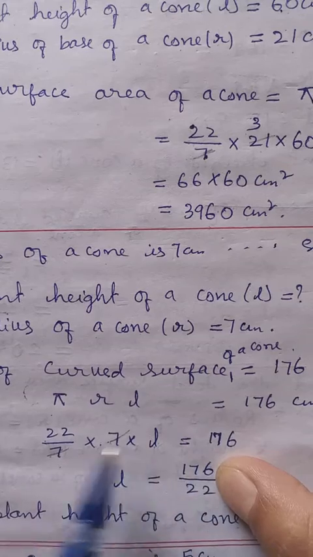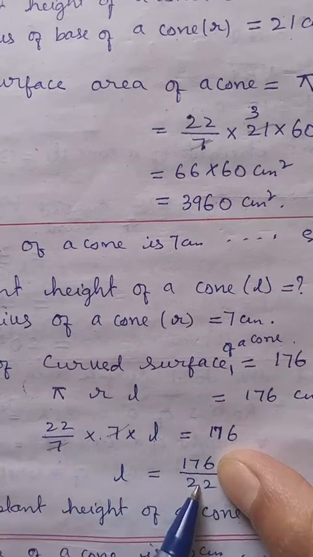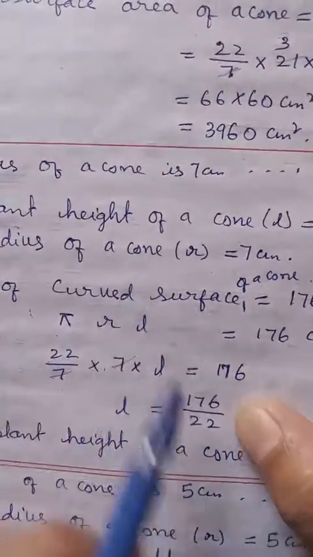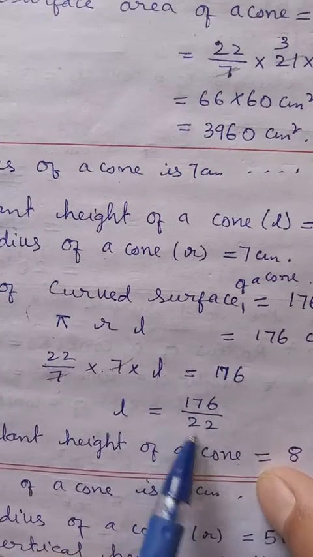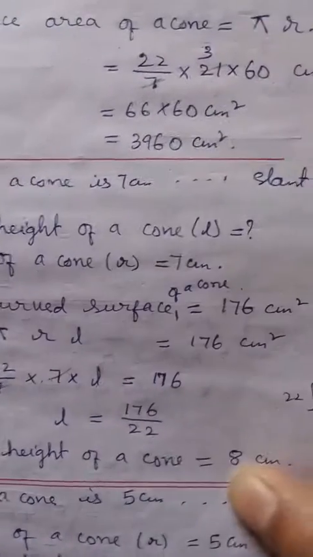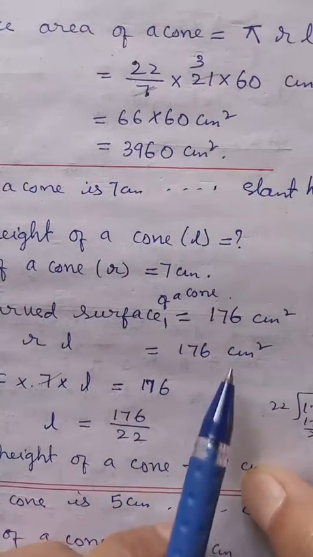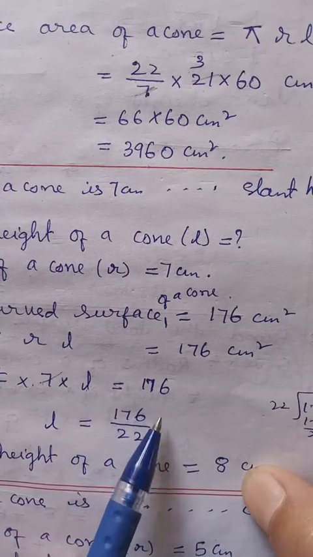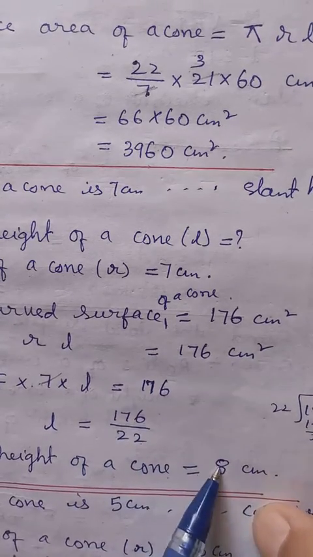So we want L. If I transfer this 22 to the other side, it will become divide. So we divide 176 by 22. Please divide yourself. You'll find that the slant height is equal to 8 centimeters. The square unit goes out here, so the slant height will remain 8 cm.